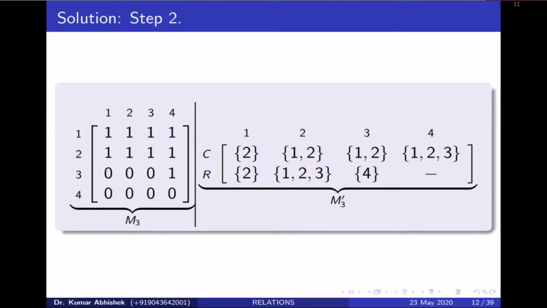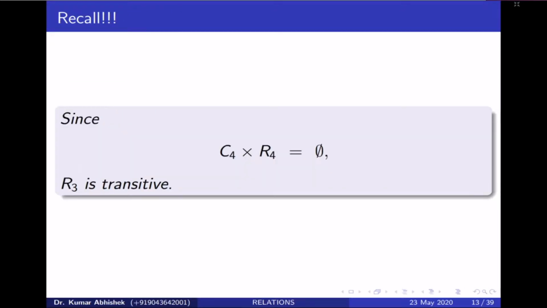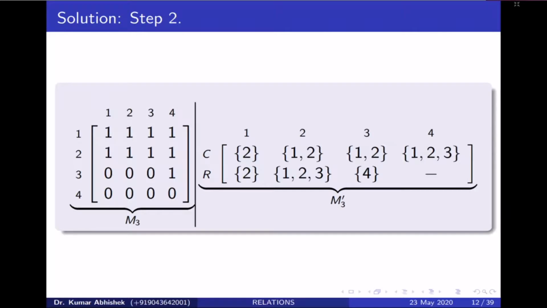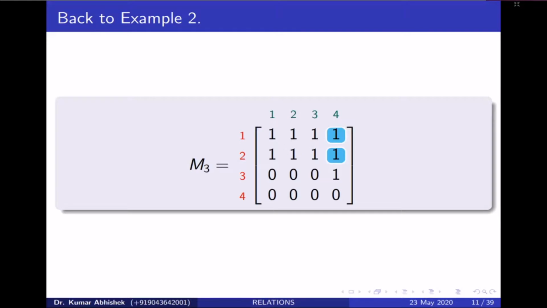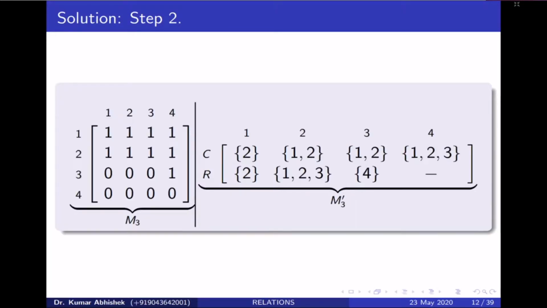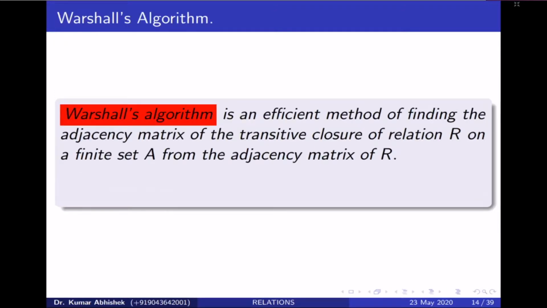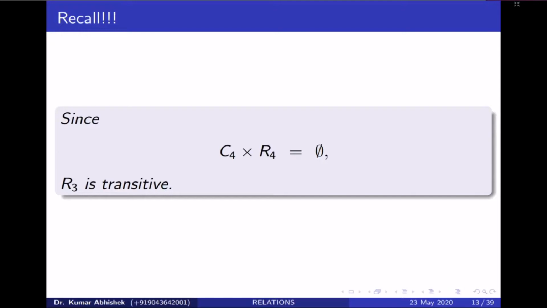We find the entries under column 4 are 1, 2, 3 and the blank entry. So we observe here that the Cartesian product C4 cross R3 is an empty set, so R3 will be a transitive set. Why is this going to be a transitive set? Because the relation R3, what you are seeing here, is nothing but the union of P1 union P2 union P3 union P4. So that is how we see that the relation R3 is transitive.